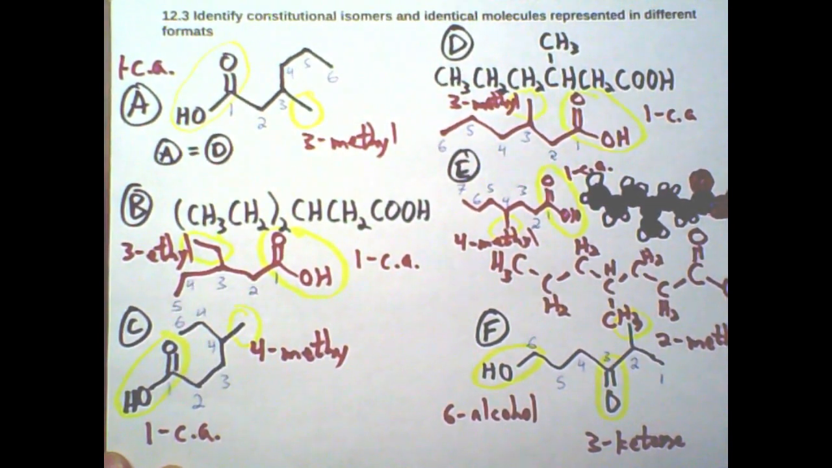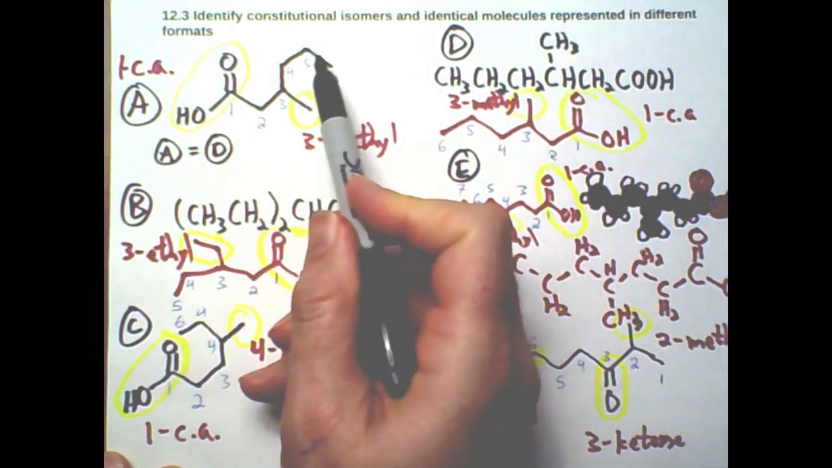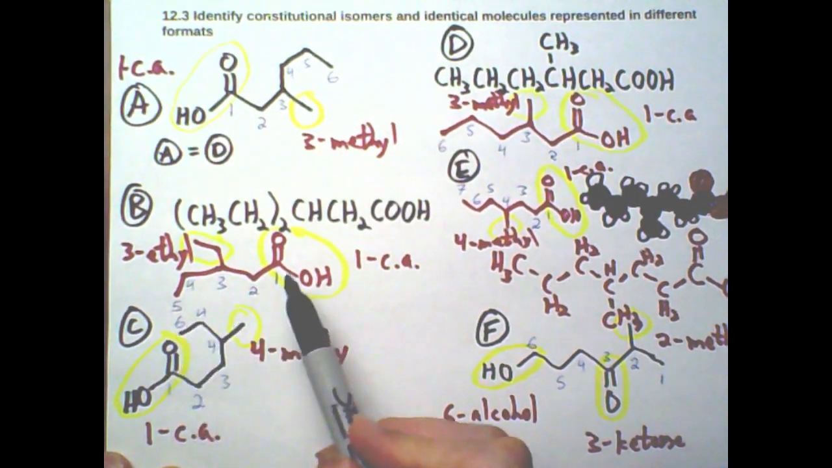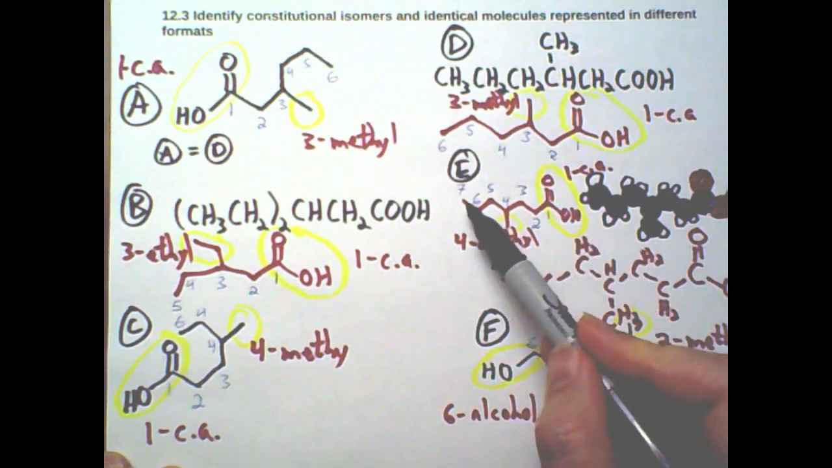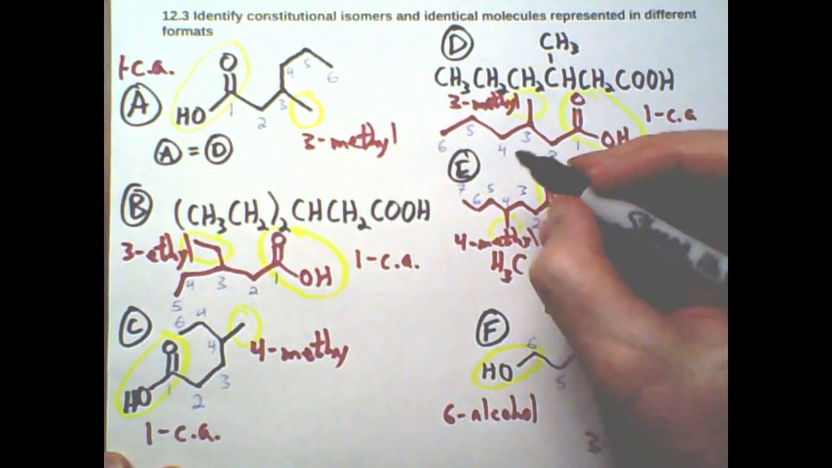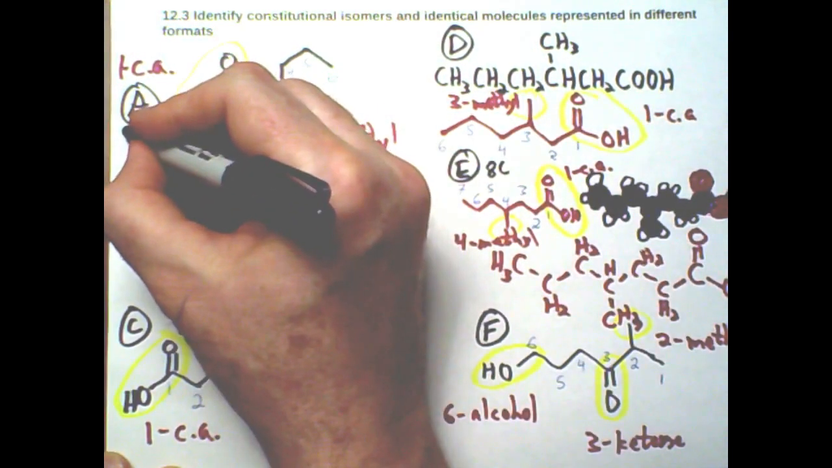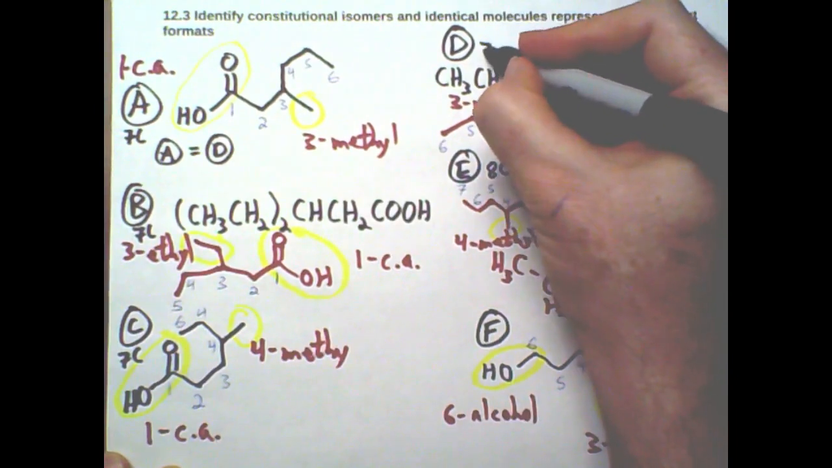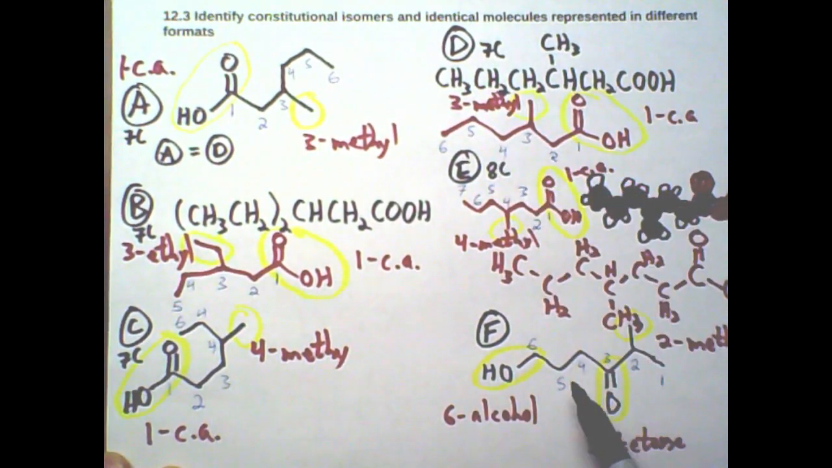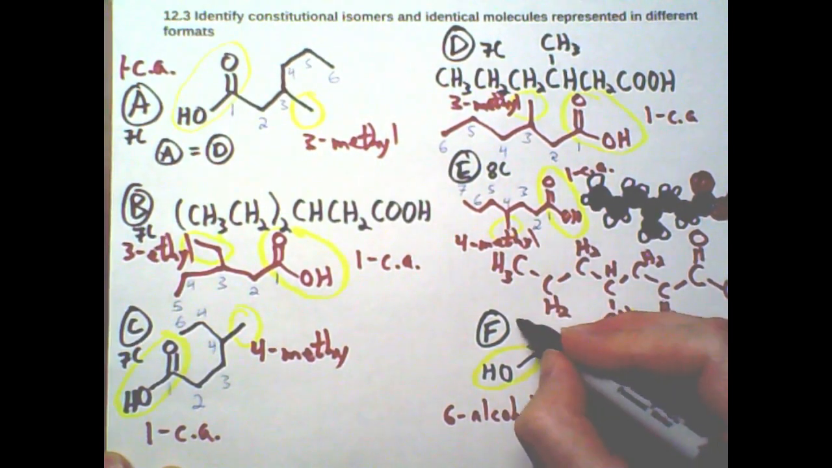If we want to decide if things are isomers, the groups don't have to be the same, but the number of carbons do. So total carbons. A has 6 plus 1 is 7. B has 5 plus 2 is 7. C is 6 plus 1. We know D's the same. E is 7 plus 1, so it's 8. So I'll write this down. 7 carbons on all of them, except for E, which is 8, and F has 6, and 1 is 7 carbons.